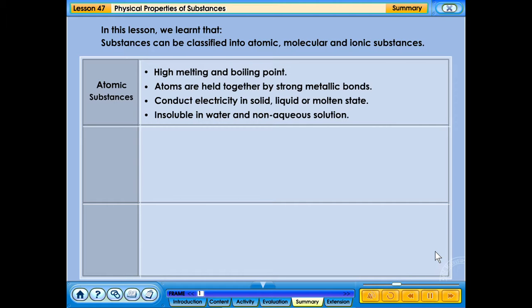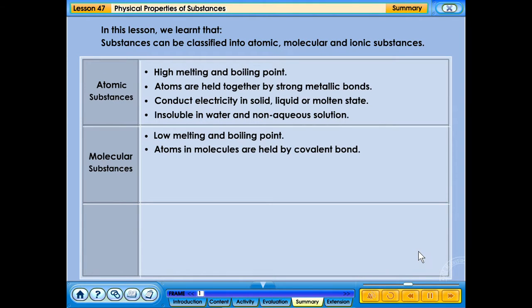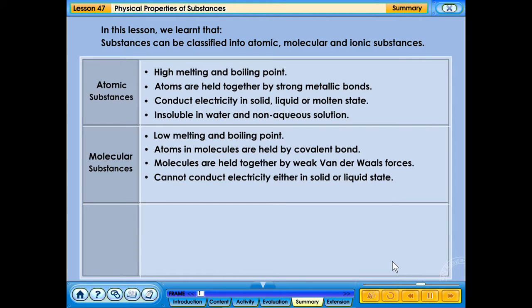Molecular substances: low melting and boiling point. Atoms and molecules are held by covalent bonds. Molecules are held together by weak van der Waals forces. Cannot conduct electricity either in solid or liquid state. Insoluble in water but soluble in non-aqueous solution.